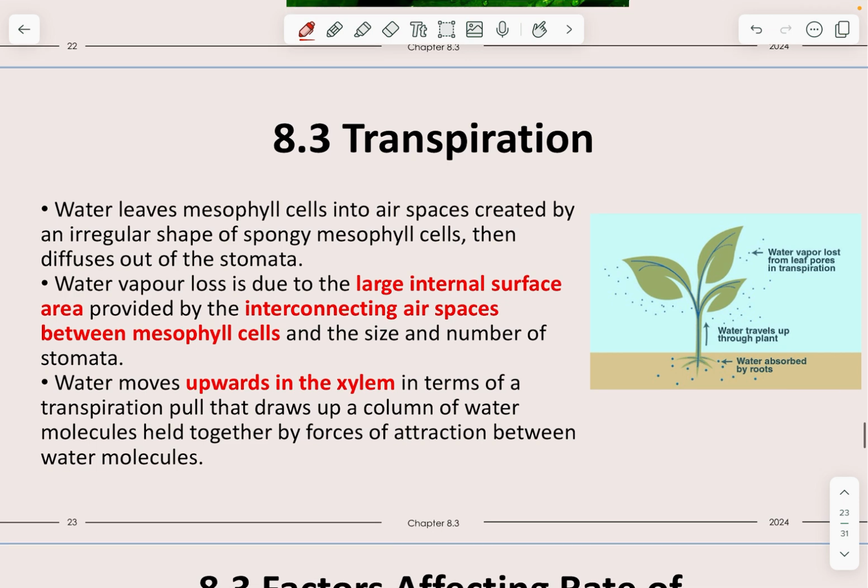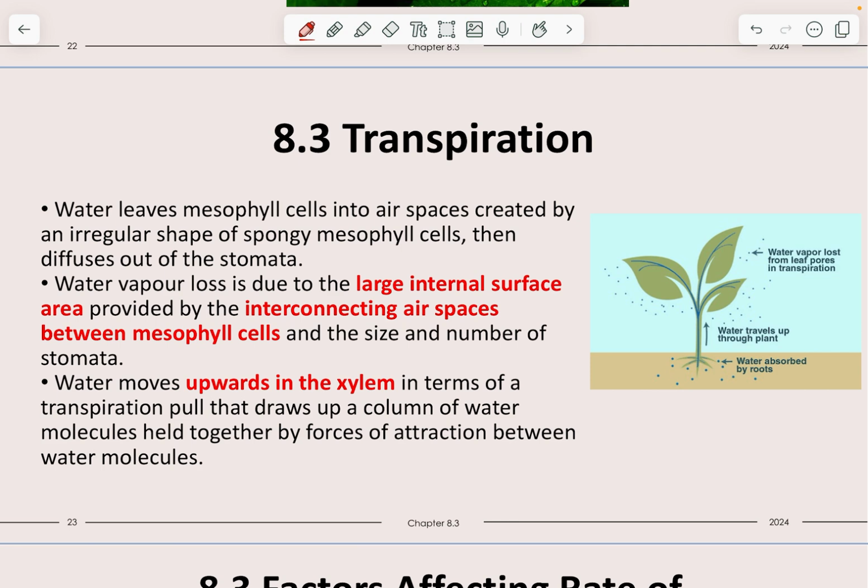So you can see that it is created by the irregular shape of the spongy mesophyll cell, and then it diffuses out of the stomata. So water vapor is lost because of the large internal surface area and also the interconnecting air spaces between the mesophyll cells, and the number of stomata. So water will move upwards into the xylem.